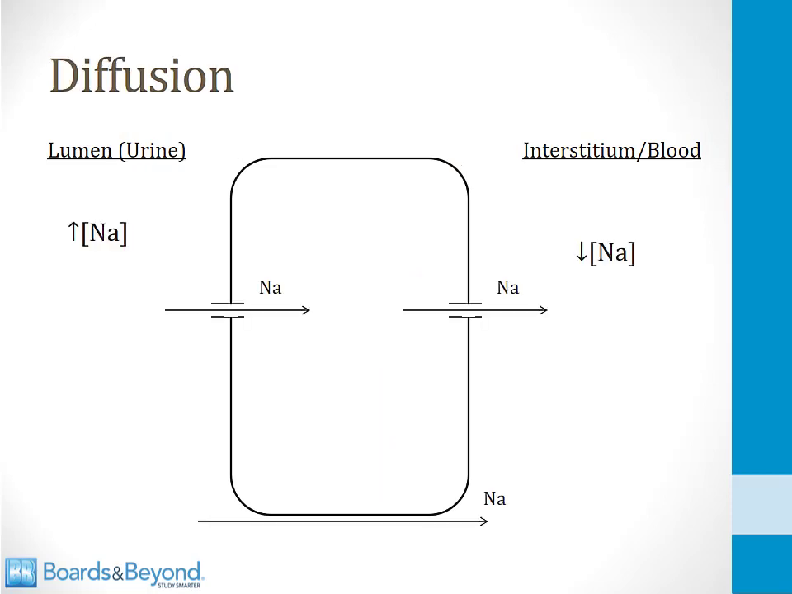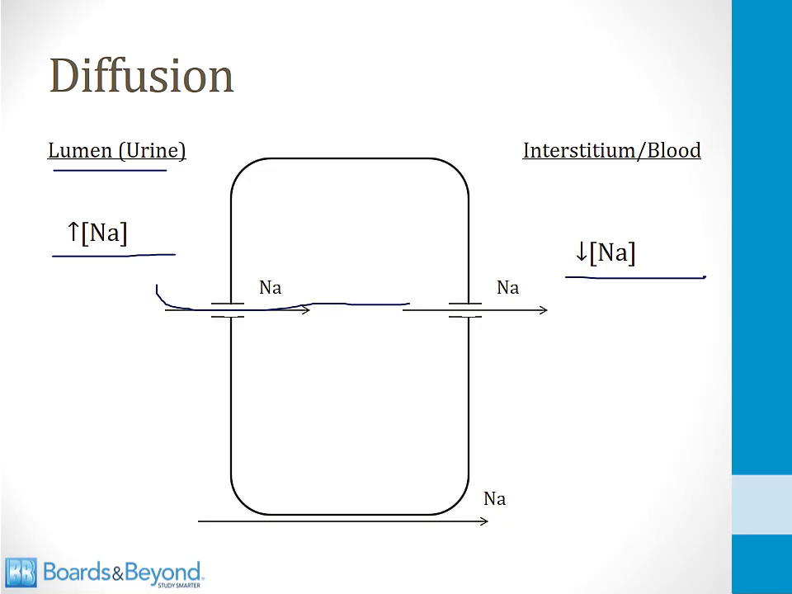Sometimes the tubule cells in the nephron won't use any proteins at all. They'll just use simple channels. So if we have a high concentration of sodium in the urine and we have a low concentration in the interstitium or blood, then sometimes cells will just have channels or openings where sodium can diffuse in and diffuse out. And this is another way that reabsorption of solutes can occur.